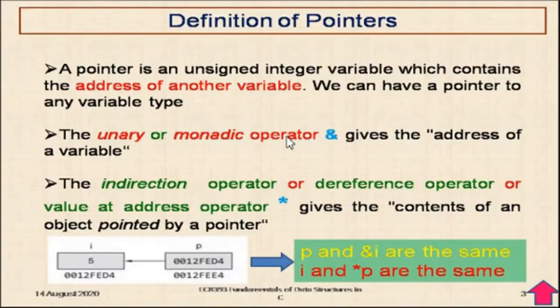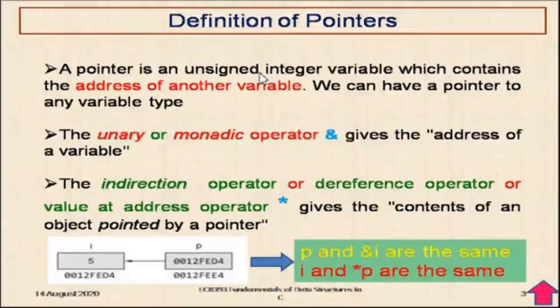The pointer is an unsigned integer variable which contains the address of another variable. You can have a pointer to any variable type, that is any valid variable types in the C language. The pointer is called an unsigned integer variable. Why? Because the pointer variable is having the address of another variable. The address should always be a positive number.